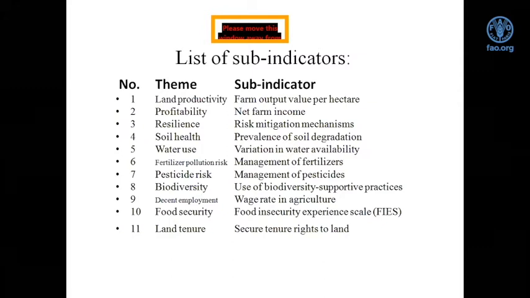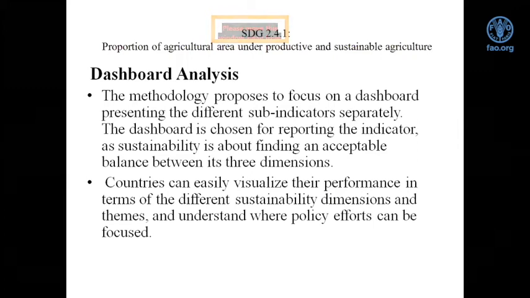I'm not reading all those. You already know those sub-indicators. So our final analysis was through a dashboard. The methodology proposes to focus on a dashboard presenting the different sub-indicators separately. The dashboard is chosen for reporting the indicator as sustainability is about finding an acceptable balance between its 3 dimensions. And countries can easily visualize their performance in terms of the different sustainability dimensions and understand where policy efforts can be focused.